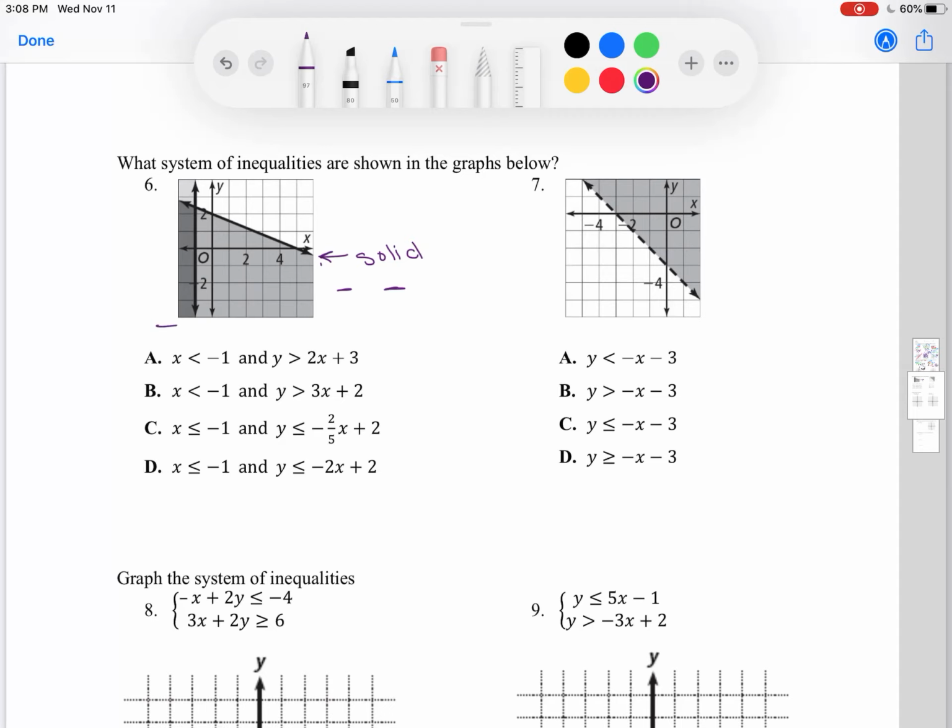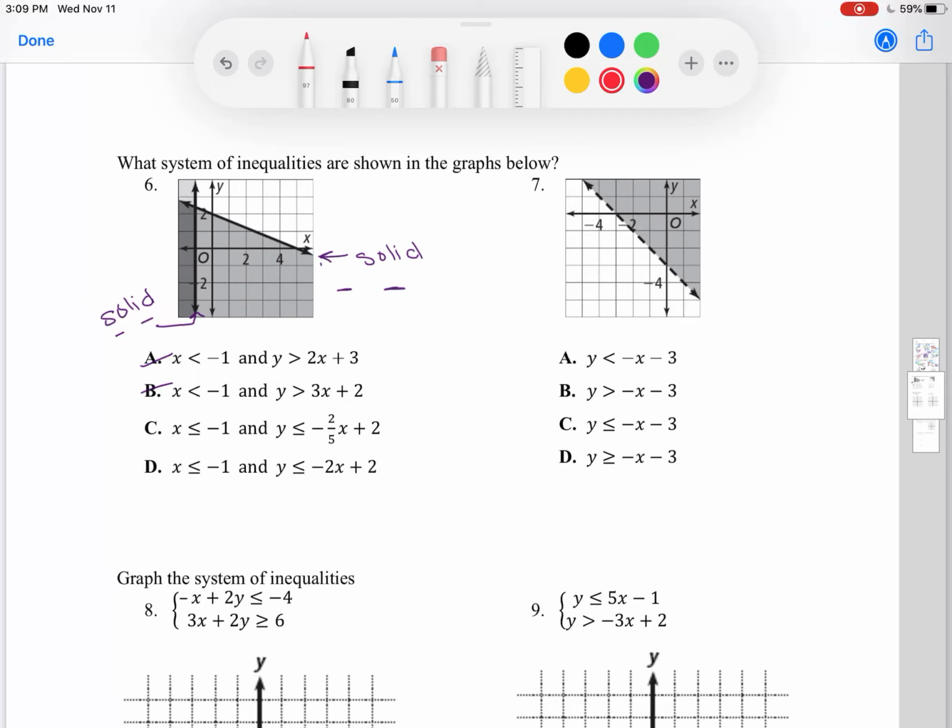Alright, so I want you to look at this first line here. And I want you to identify that this first line is solid. And whenever I see solid lines, I have to have inequalities that have equal signs. Okay? Keeping that in mind, let's look at the second line here. That is also a solid line. So again, I need inequalities that have equal signs.